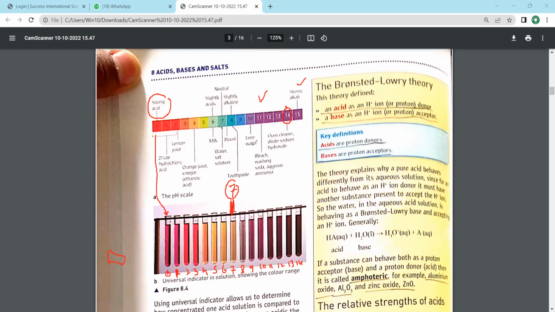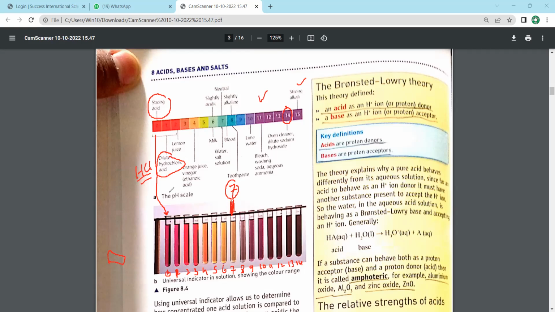Between them, you have a range. Okay. And here it's also mentioned what things we have on a daily basis and what their pH is. For example, dilute hydrochloric acid. You know what this is? Hydrochloric acid means HCl. Okay. It's mentioned here dilute. You know the meaning of dilute.